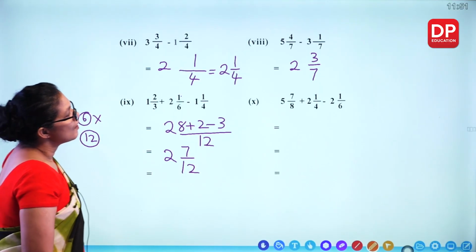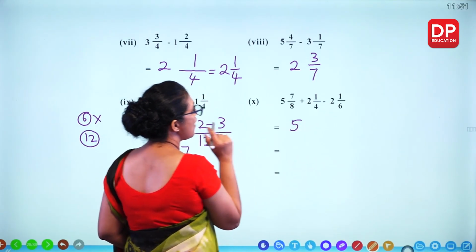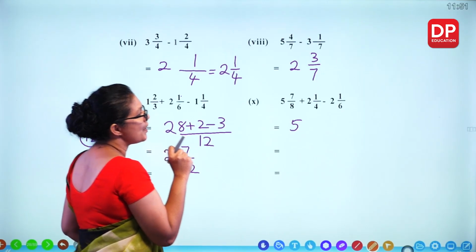This one. 5 plus 2, 7. 7 minus 2, 5. 5 is the whole number.